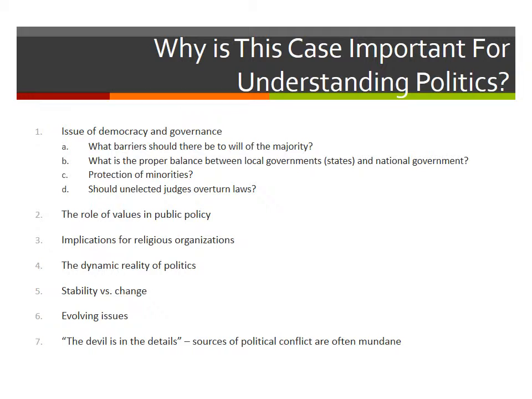The first is this case raises many different issues related to the concept of what is the proper form of democracy and what is the proper form of government. What barriers should there be to the will of the majority? Is it really relevant that a majority of the people of the state of Ohio oppose same-sex marriage? Don't we have to protect minority interests? And when we talk about minority interests, we're not just talking about racial minorities or ethnic minorities or immigration minorities or economic minorities. We're also talking about social minorities. And so the question is, should the majority be able to sort of ride roughshod over a minority simply because there are more of them? That's a really fascinating question.